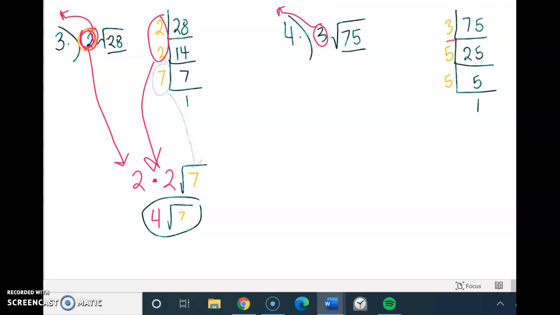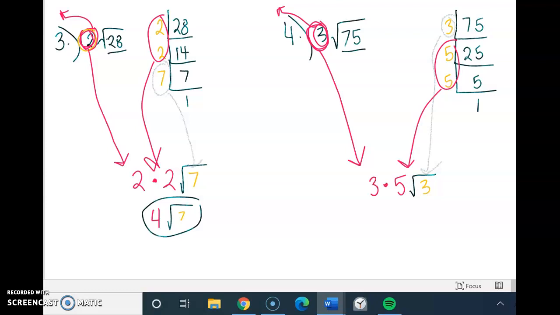Okay, so now I'm going to circle my pairs, merge it down. They just become 1, 5. Draw my radical, and then my lonesome little 3 goes inside. Okay, normally we would be done, but we have this coefficient here. We're going to bring it down and we're going to multiply it by the 5. That would give me 15 radical 3. And that is it.